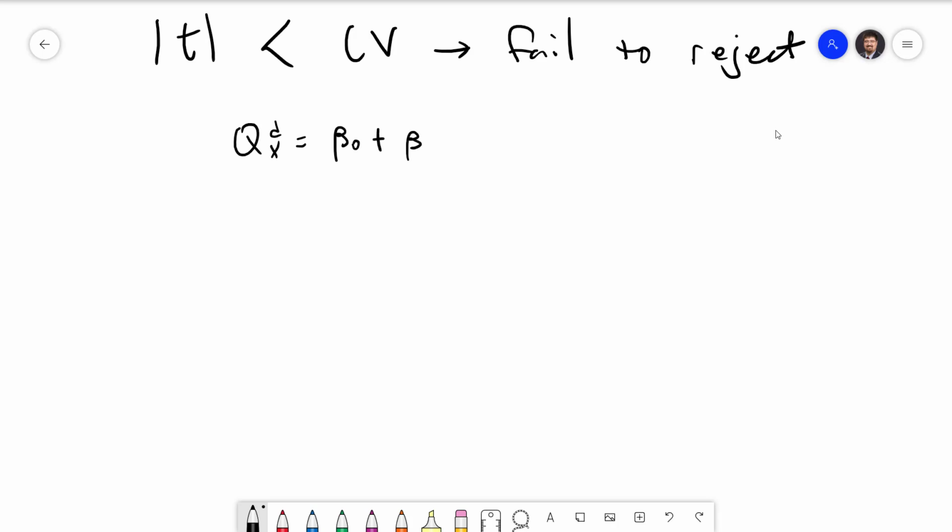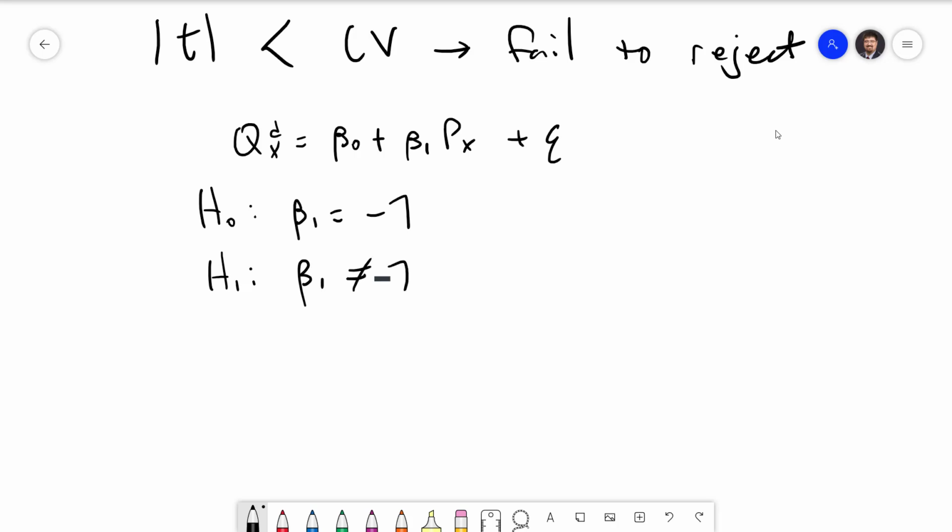Recall that we have Qxd equals beta naught plus beta 1 Px plus epsilon. We're going to go through an example hypothesis test. Suppose our hypothesis is that the slope of the demand function is -7. We write out our null hypothesis, H naught, as beta 1 equals -7. This just means that our starting belief is that the population parameter is -7. The alternative hypothesis is that beta 1 does not equal -7.